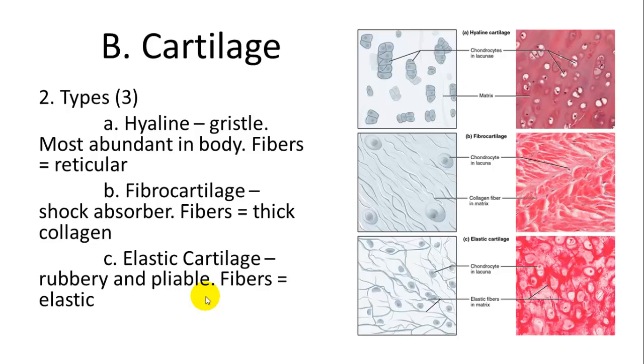There are 3 types of cartilage. Hyaline cartilage, kind of commonly known as gristle in the meat you may eat. It's most abundant in the body, and it has reticular fibers within it. Fibrocartilage is mostly for shock absorption and has a very thick collagen layer, and elastic cartilage is more rubbery and pliable, and it has more elastic fibers within it. And these are found in different parts of the body based on those needs. Do you need an elastic part where lots of movement is needed? Do you need a more dense one? So on and so forth.